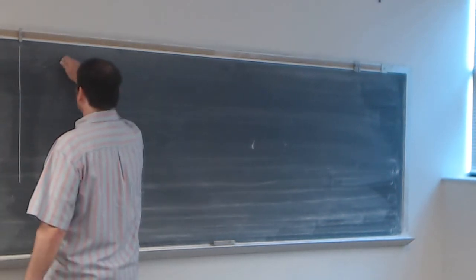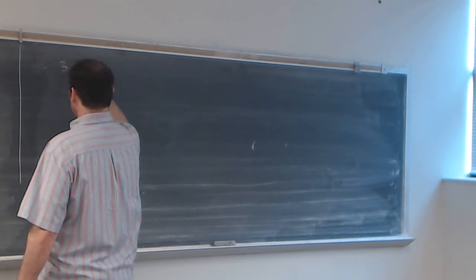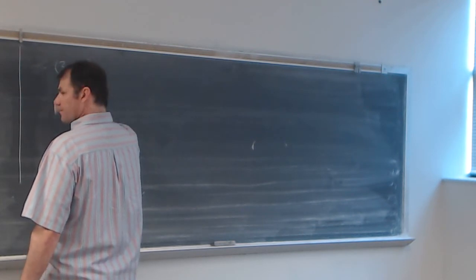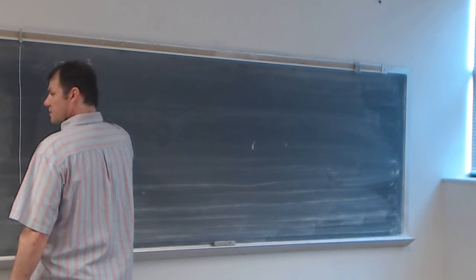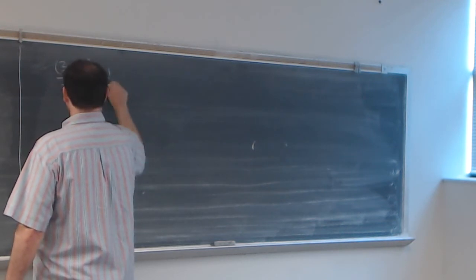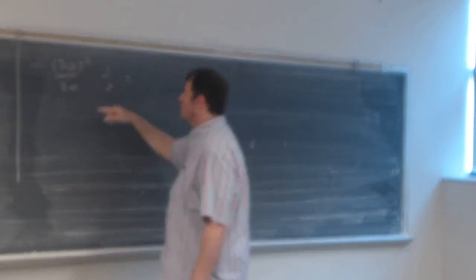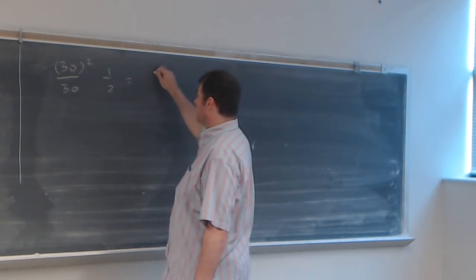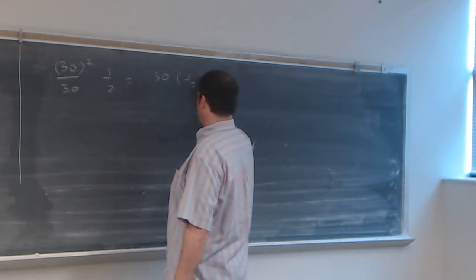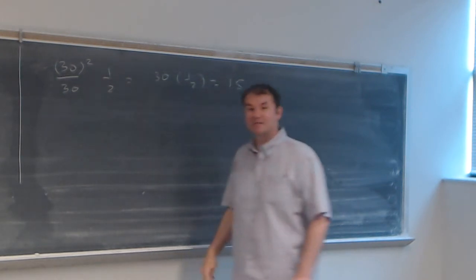So that's equal to, using the fundamental theorem of calculus, 30 squared over... this will be 30 times 1/2. So here, one of the 30s cancels out with the 30 at the bottom, leaving 30 times 1/2, and that indeed is equal to 15, which is what we expected.